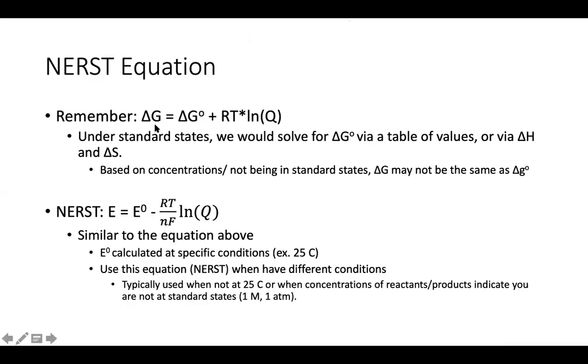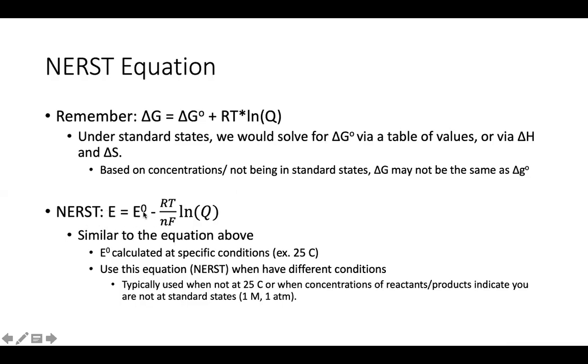In thermochemistry, we have this equation, delta G equals delta G naught plus RT times the natural log of Q, our reaction quotient. Just remember that we have this equation because delta G and delta G naught are not necessarily the same. Delta G is dependent on concentrations and non-standard conditions. The Nernst equation is extremely similar, it's just for cell potential.